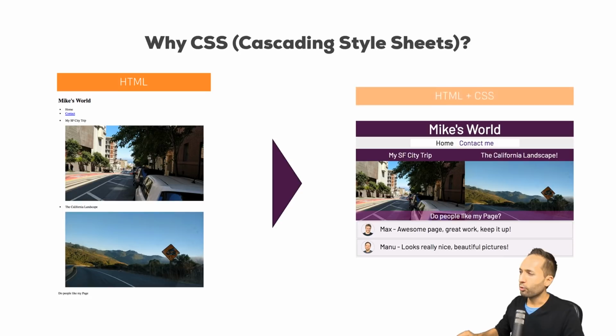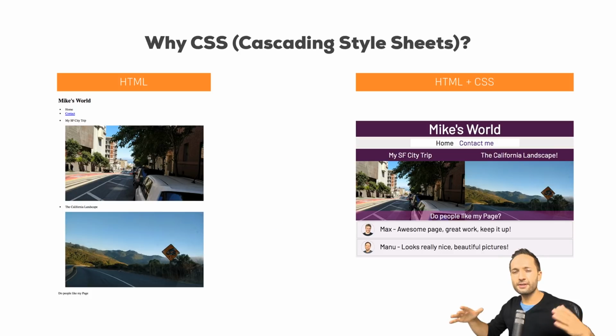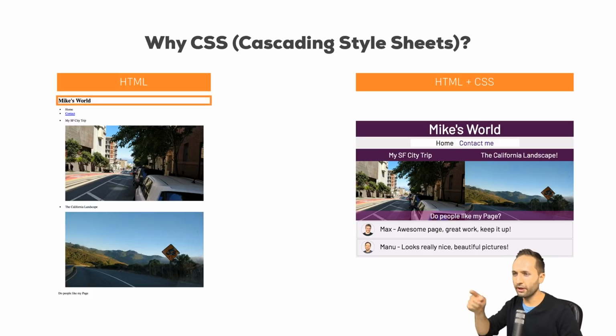Well, the answer is, of course, we need HTML plus CSS. Now the question is, how can we achieve that? How can we use CSS to style this page? And the answer is, well, if we think back about our HTML code and all these different elements, this might be the key to achieve that. Because if we look at Mike's World, for example, right here, we can of course find Mike's World also in our stylized web page with the applied CSS right here. So there is kind of a connection apparently.